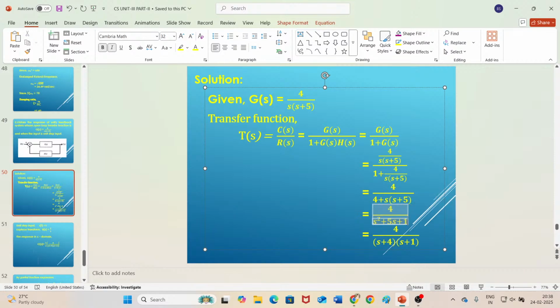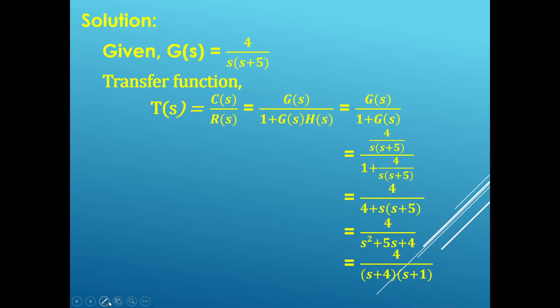Okay, some term has been missed here. I didn't notice it. So observe this third expression, this is the denominator: 1 plus 4 by s into s plus 5 means s square plus 5s. If you take the common denominator, you will get s square plus 5s plus 4 whole divided by s into s plus 5. The s into s plus 5 will cancel. What is left over is 4 divided by s square plus 5s plus 4.